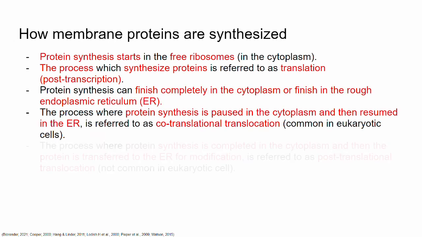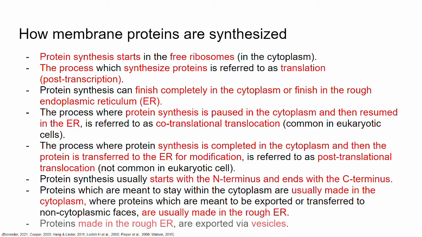So first of all, let's talk about how proteins are generally synthesized inside a cell. Protein synthesis always starts in the cytoplasm using structures called ribosomes, or in this case, free ribosomes because they exist freely in the cytoplasm. They're not attached to the endoplasmic reticulum, for example. The process in which a protein is synthesized is referred to as translation.